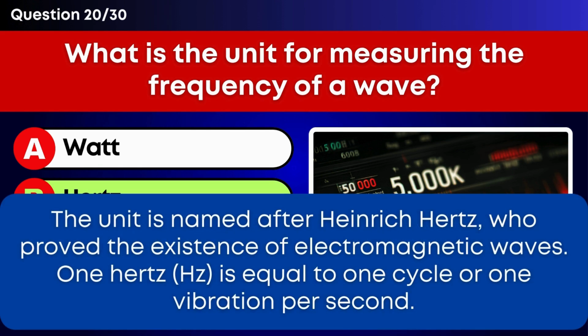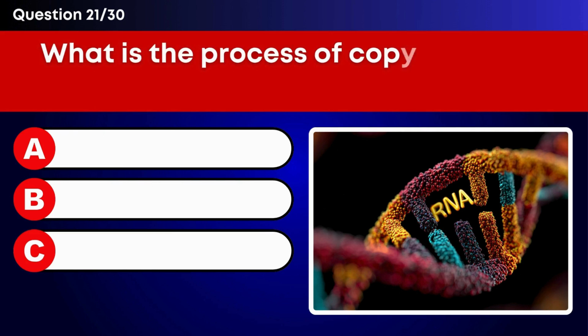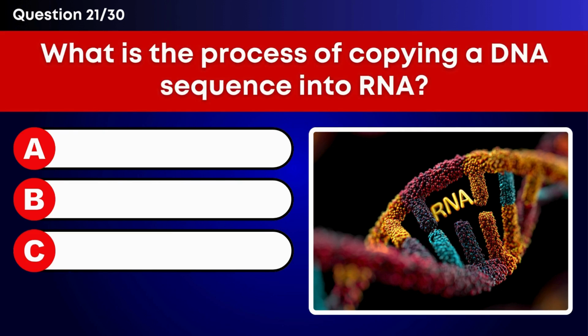Hertz. The unit is named after Heinrich Hertz, who proved the existence of electromagnetic waves. 1 hertz, Hz, is equal to 1 cycle or 1 vibration per second. What is the process of copying a DNA sequence into RNA?